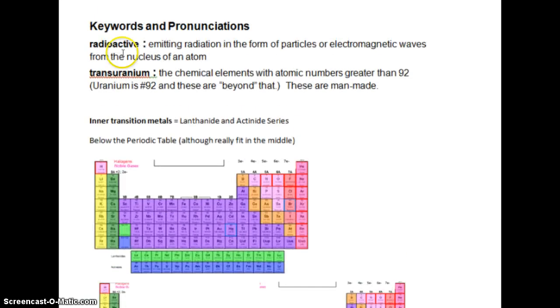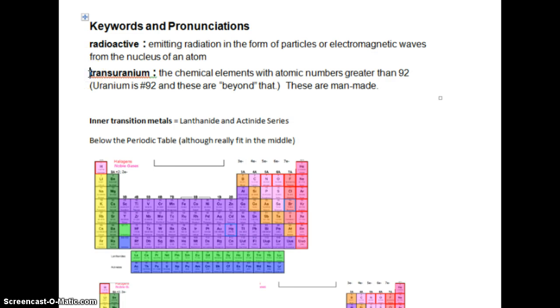All right, so again, I want to go over these keywords again. Radioactive, emitting radiation. So stuff's coming out of the nucleus. It's in the form of particles or electromagnetic waves, like infrared rays, gamma rays, X-rays. Okay, and it's coming from the nucleus of the atom because there's so many neutrons and the nucleus is so huge. That's why this happens. That's why they decay into other stuff. And other stuff, I mean other elements.